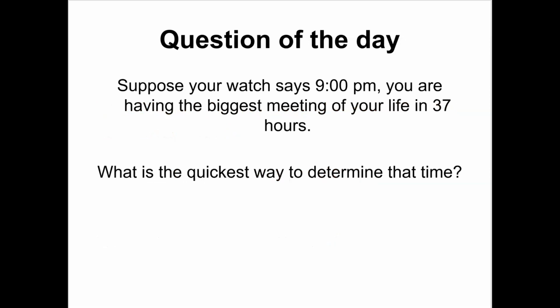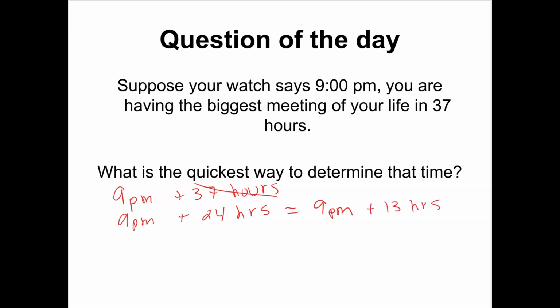Suppose your watch says 9 p.m. You're having the biggest meeting of your life in 37 hours. All right, so we want 9 p.m. plus 37 hours. Well, let's not do 37 hours. Let's say 24 hours because we're comfortable with 24 hours, right? So 24 hours, that's going to be 9 p.m. the next day. And how many hours are left over? 13 hours. Well, let's not think 13 hours. Let's think 12 hours, because that would be equal to 9 a.m. And then what's left over? Plus 1 hour. Your meeting is at 10 a.m.